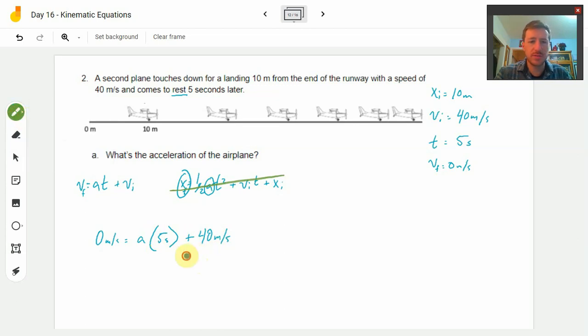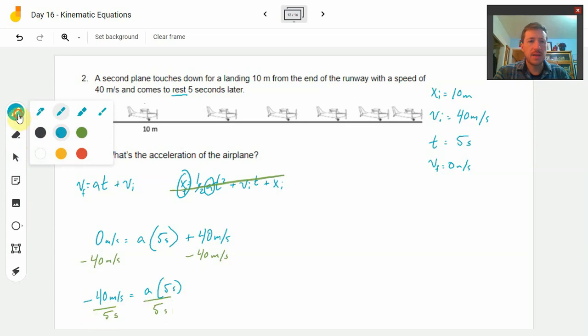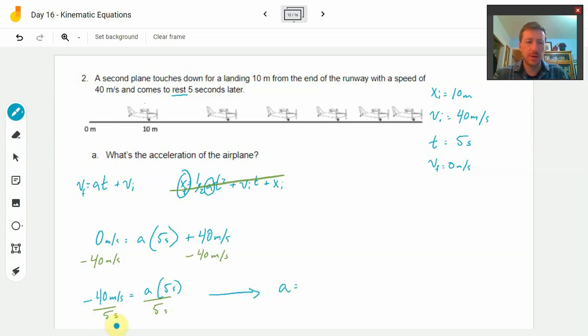Well, here we're going to go ahead and subtract 40 meters per second from each side to isolate these multiplied variables. So we're going to subtract 40 meters per second, and we end up with negative 40 meters per second is equal to acceleration times 5 seconds. So we're going to divide both sides by 5 seconds. And that gives us then the acceleration is equal to negative 40 divided by 5, which should be negative 8 meters per second per second.